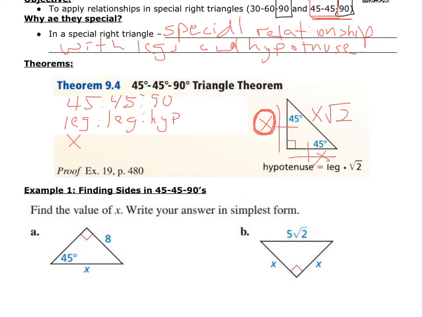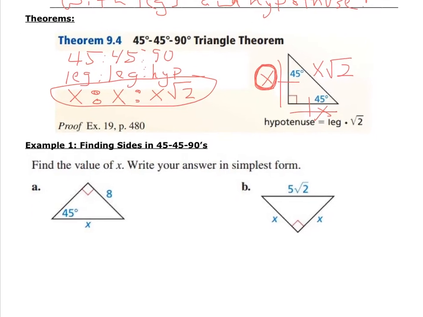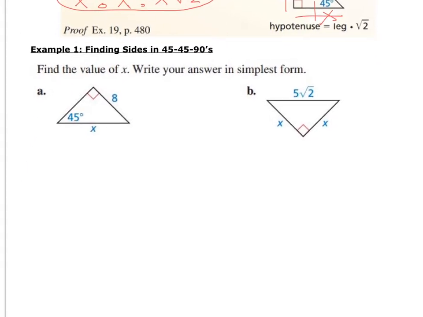Well, this leg equals x. This other leg also equals x. And the hypotenuse is whatever the leg is, which is x, times the square root of 2. This is what I need you to remember how to use on a 30, 60, 90. And you'll see why as we go through. So let's do example A and B together. Okay?